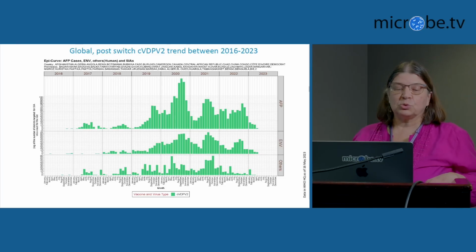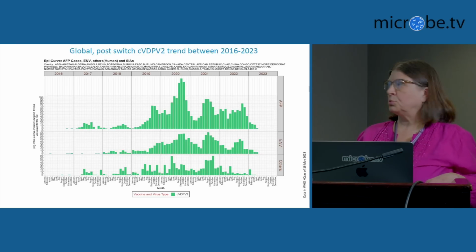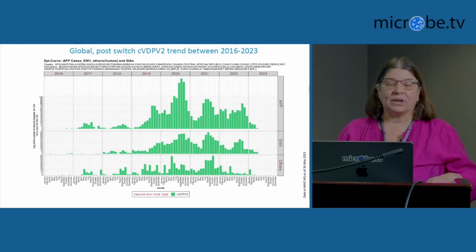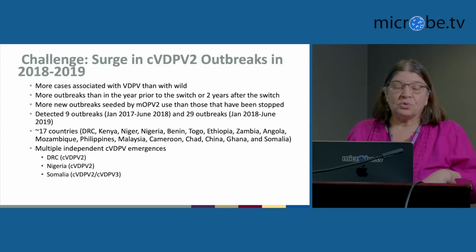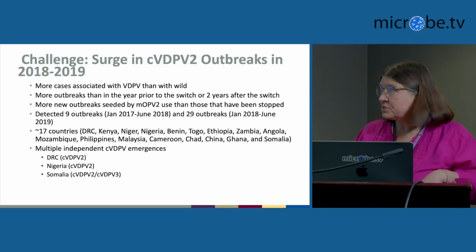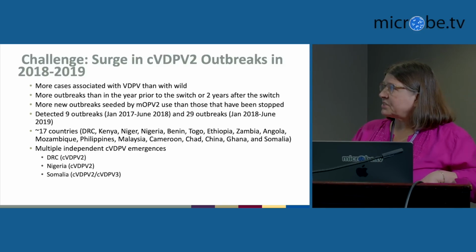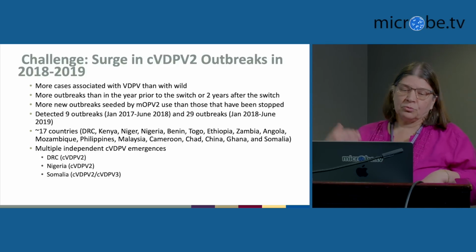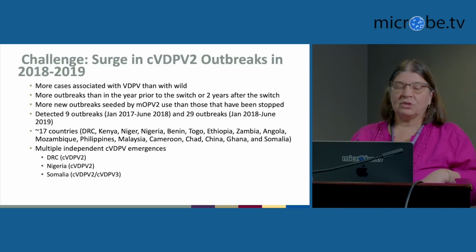However, you see between 2016 and 2017, this increase that happened, 2019 coming up to a really high year in 2020, and of course, we all know what happened in 2020. So this has really been a challenge. It continues to be a challenge. This 2018-2019 period is where the cases started to come up. And then as responses were done with mOPV2, new outbreaks were seeded.